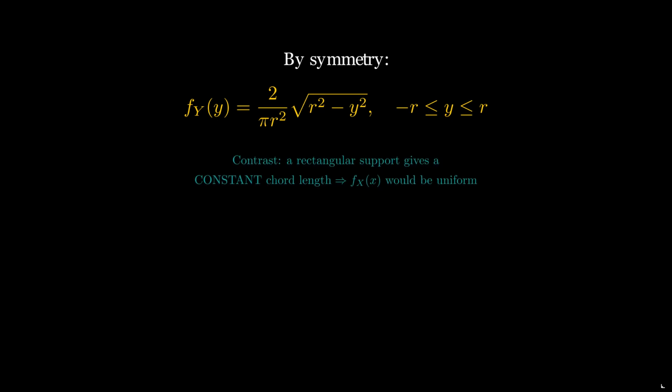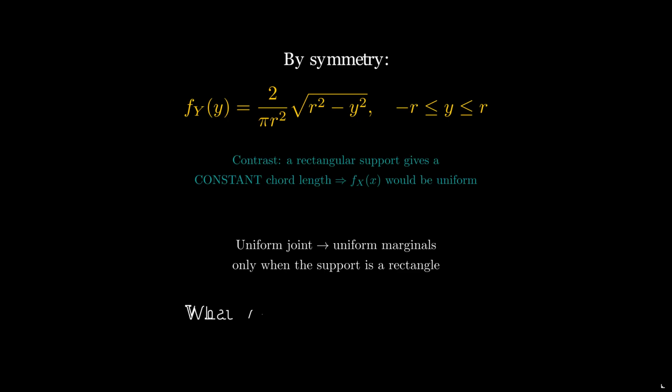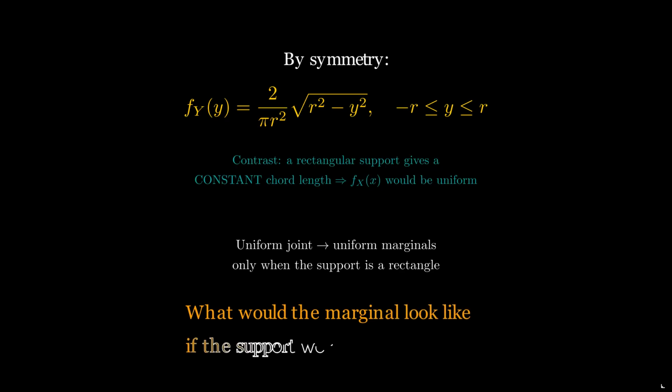The deeper lesson: a uniform joint density gives uniform marginals only when the support is a rectangle with sides parallel to the axis. Change the shape of the region, a circle, a triangle, anything else, and the marginals pick up the shape of the boundary. So what would the marginal look like if the support were a square instead?